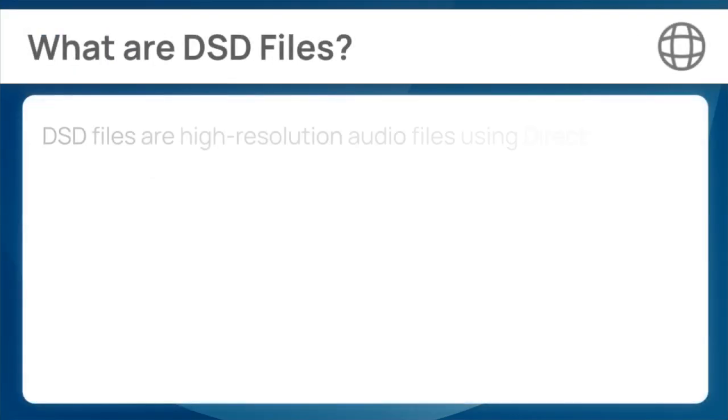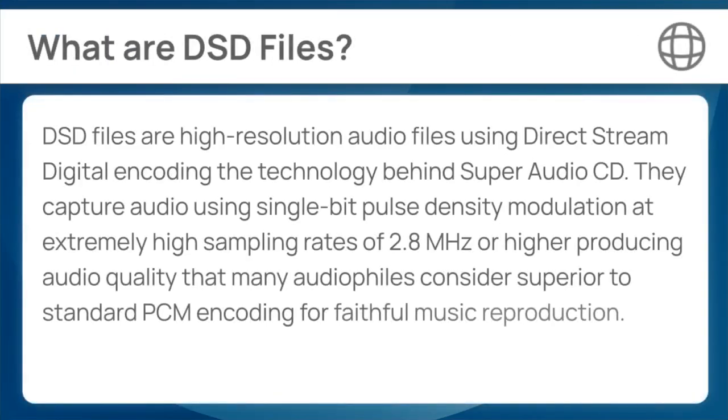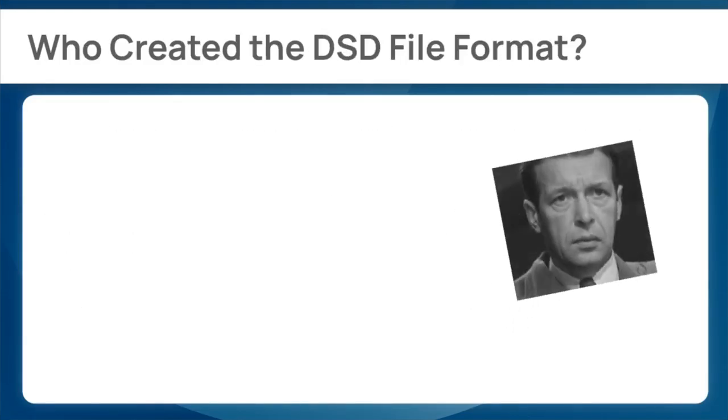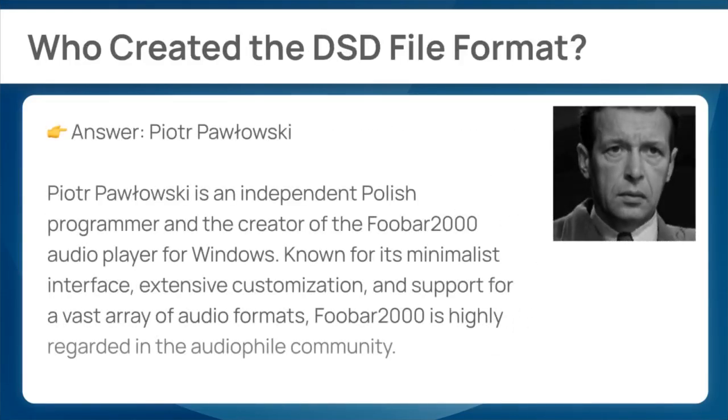DSD files are high-resolution audio files using direct stream digital, encoding the technology behind Super Audio CD. They capture audio using single-bit pulse density modulation at extremely high sampling rates of 2.8 MHz, or higher, producing audio quality that many audiophiles consider superior to standard PCM encoding for faithful music reproduction.